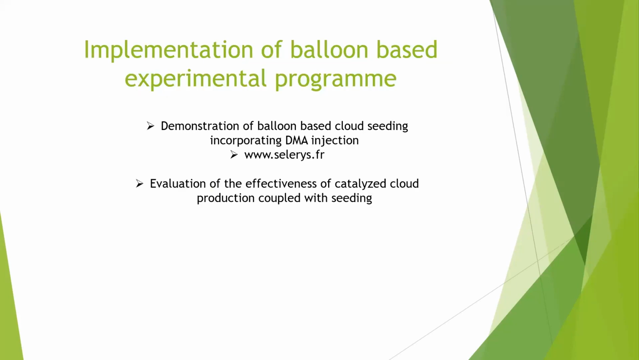And the idea would be ultimately to do an experimental program using balloons from this Cellares company and incorporate the DMA injection into that. In this way, we would look at the effectiveness of catalyzed cloud production coupled with seeding. So the ultimate goal of this proposed project would be to put DMA into the upper atmosphere with a source of electrons and see if we can generate clouds, seed clouds and produce rain.